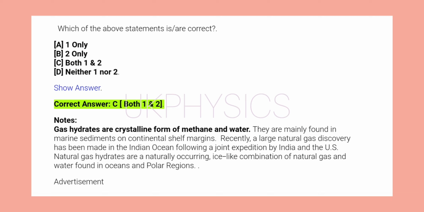Both 1 and 2. Notes: gas hydrates are crystalline form of methane and water. They are mainly found in marine sediments on continental shelf margins. Recently, a large natural gas discovery has been made in the Indian Ocean following a joint expedition by India and the US. Natural gas hydrates are a naturally occurring, ice-like combination of natural gas and water found in oceans and polar regions.